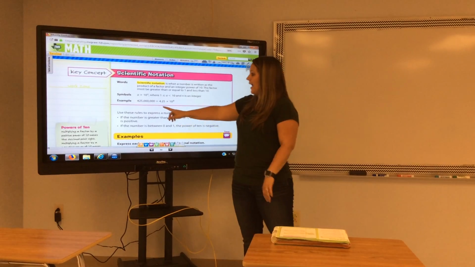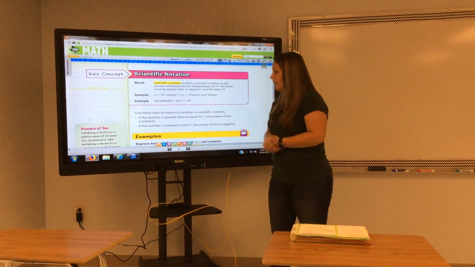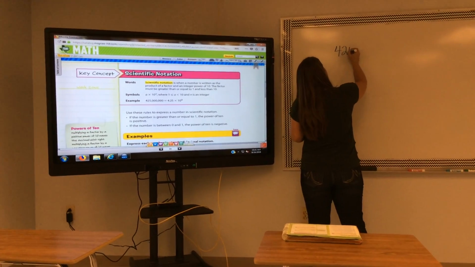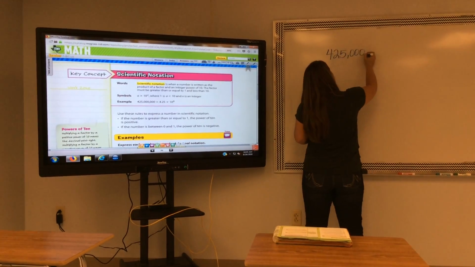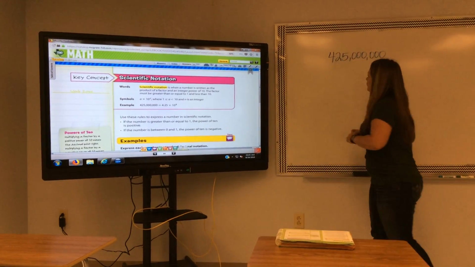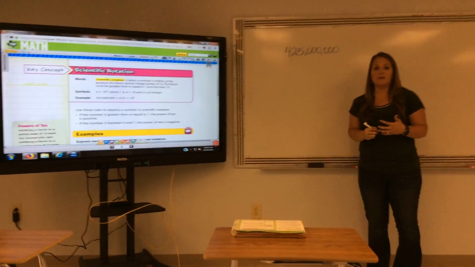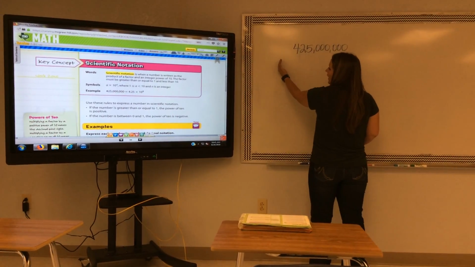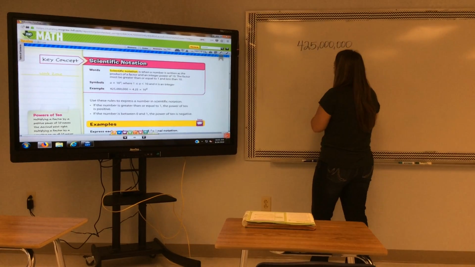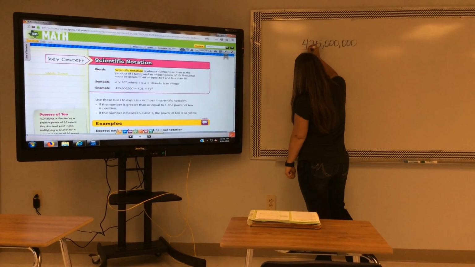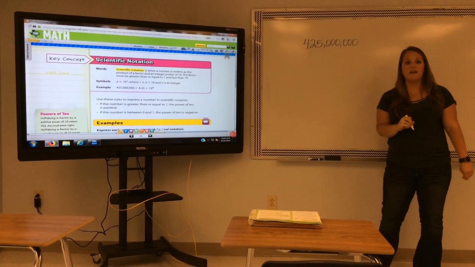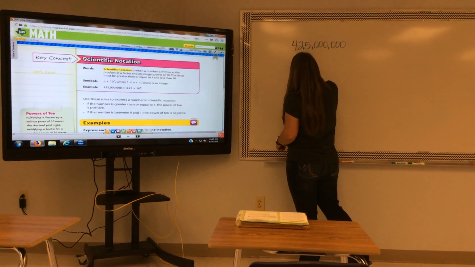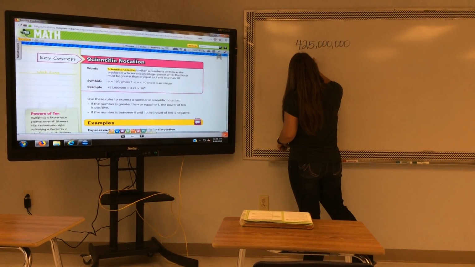So, for instance, they have this number here, 425 million. You want your first number to be between the numbers of 1 and 10. So I start at the very beginning of my number and I go all the way until I find a number that's not 0. The first one I come to is 4. And I can put a decimal after that. And now that number lives between 1 and 10. So I'm going to rewrite that number as 4.25.